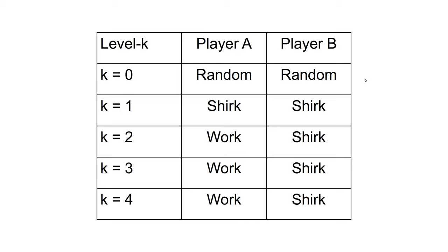At a certain level of thinking, the players will discover the Nash equilibrium. Here they have discovered it at level two thinking. For any higher level of thinking, they'll remain at Nash equilibrium. That is, if players are endowed with K equals K bar rationality and they play Nash, all players with K greater than K bar will also play Nash.